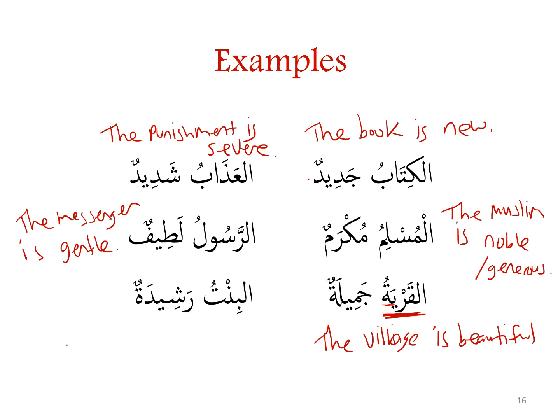And al-baytu, the house. Al-bintu. So this is the girl. Now this is feminine, and like I explained earlier, not because of the ta marbuta but because of the inherent meaning of the word. So we use a feminine mu'annath version of the sifa. The girl is rashidatun, is righteous.